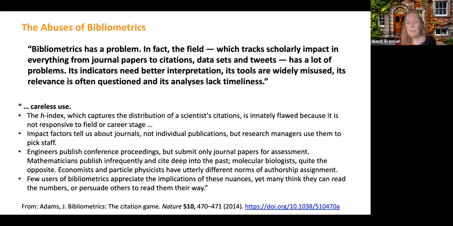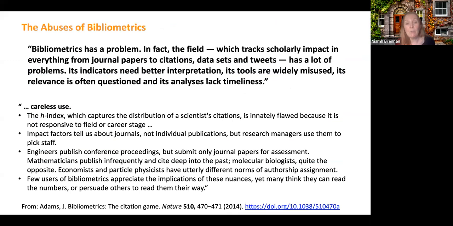The abuses of bibliometrics. Jonathan Adams said that bibliometrics has a problem. He wrote it in Nature, in Bibliometrics: the citation game. He said the problem is the field that tracks scholarly impact in everything from journal papers to citations and datasets and tweets has a lot of problems. Its indicators need better interpretation. Its tools are widely misused.